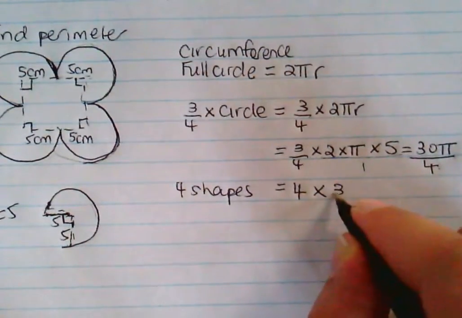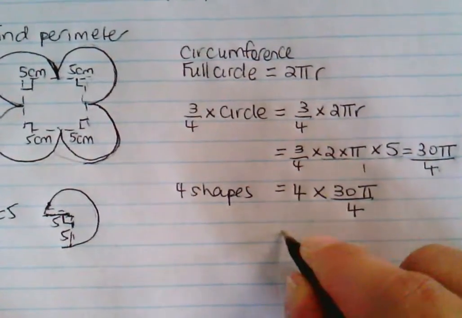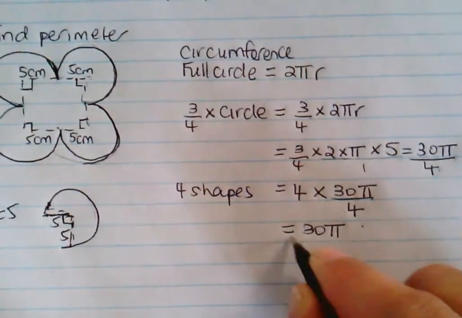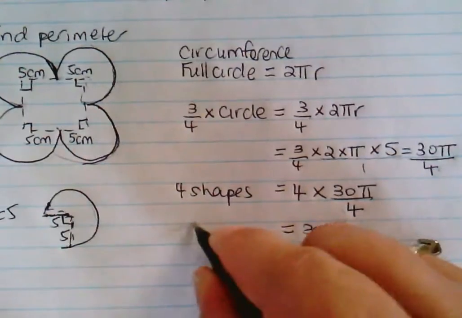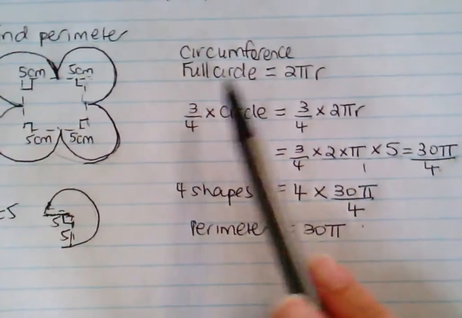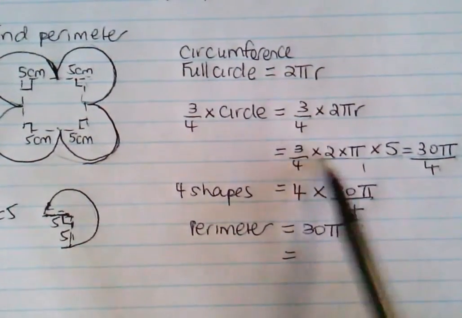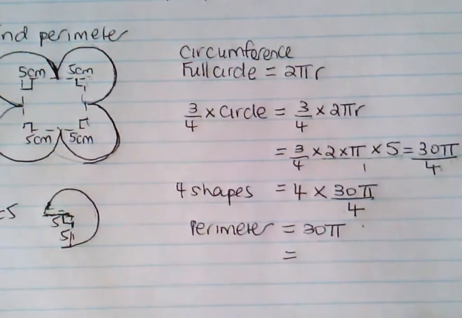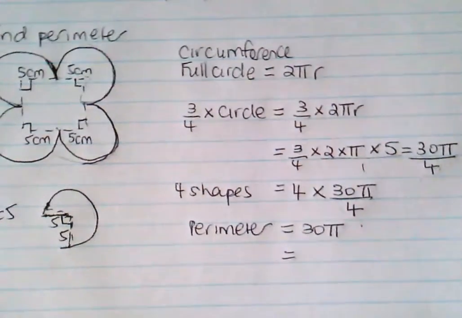So for the 4 shapes, the entire thing, it's 4 times 30 pi on 4. What do you think happens with those 4s? They cancel. The entire thing is just 30 pi, the perimeter. So if you wanted, you could have gone full circle, 3/4 of a circle, the 4 shapes. You could have even done it here, 4 times 3/4 times. But this would be worth 3 marks. Every time you get somewhere, you're going to get a mark. So it's not bad to do it in steps, because then they'll know, yes, we can give them a mark here, a mark there.